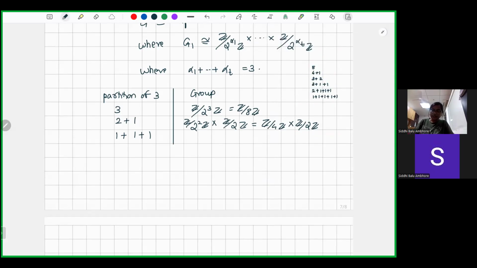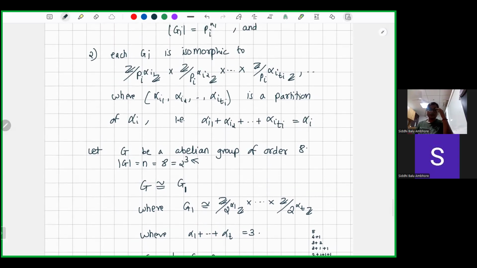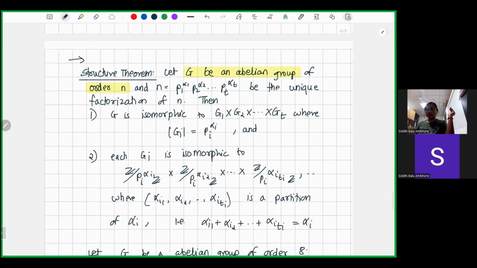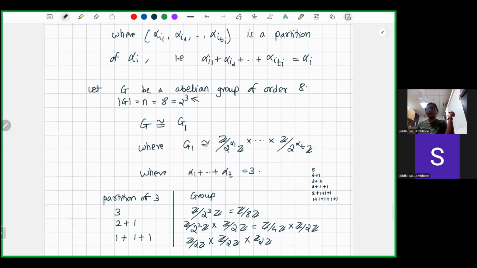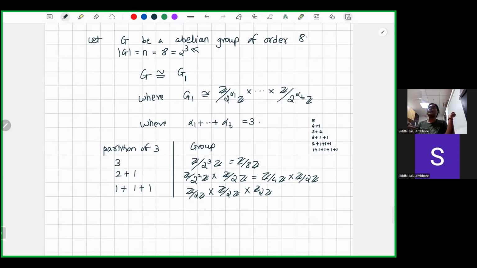And similarly, this last one is Z2 cross Z2 cross Z2, power is 1. So these are the only possible groups we can have where an abelian group of order 8 is possible. Okay, these are the only possibilities. So this is like we are classifying all the groups of prime power, in this case, prime power.